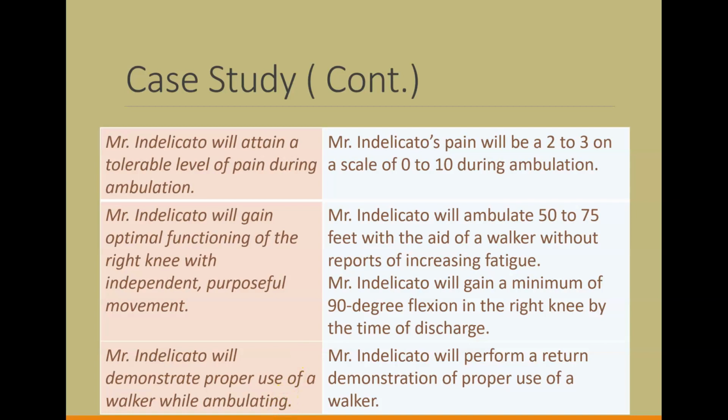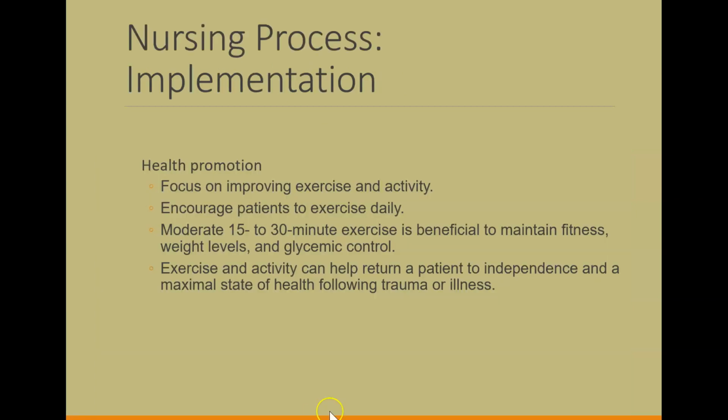That's an achievable thing. You want to ambulate him 50 to 75 feet instead of just 10 without him being tired. You want to gain a minimum of a 90-degree instead of a 70-degree flexion. And that he will also return a proper use of the walker demonstration. See, so those are realistic goals. And then you will set those goals with a time frame that's adequate.